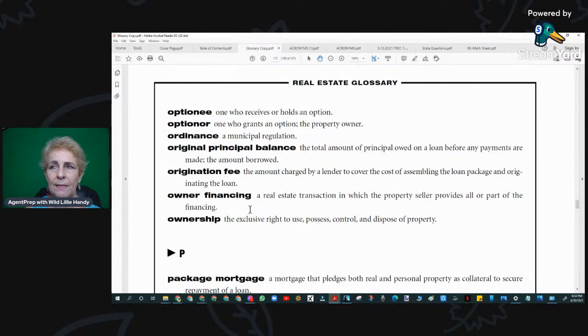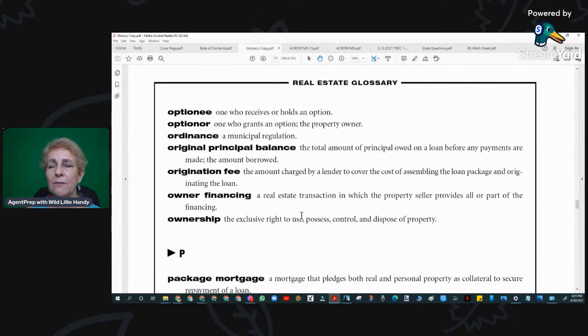Owner financing, a real estate transaction in which the property seller provides all or part of the financing. So instead of a lender, if you see a for sale by owner, it doesn't mean that they're offering owner financing. It means they're not using a realtor. This type of owner financing is where the owner is going to provide the buyer with the option to purchase it with them. They're not actually giving them the money, but they're the bank. And so then the borrower ends up paying the owner the monthly payments just as if they were paying a bank.